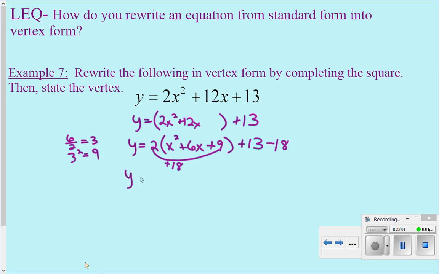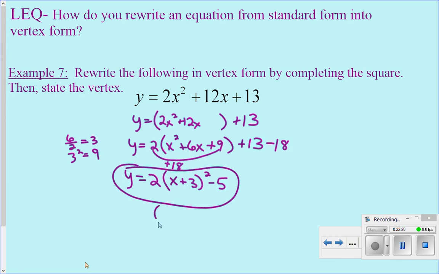So I have y equals 2 is in the front, that's the a. X, I'm coming over here to see that that's plus 3, the quantity squared, and 13 minus 18 is negative 5. So there is vertex form, vertex negative 3, negative 5.